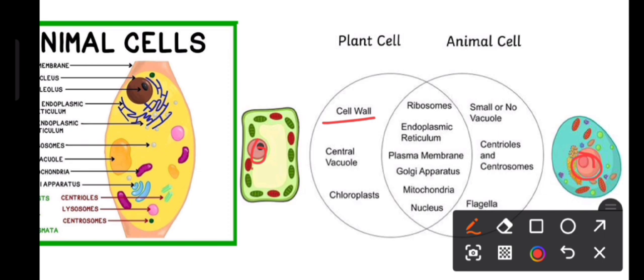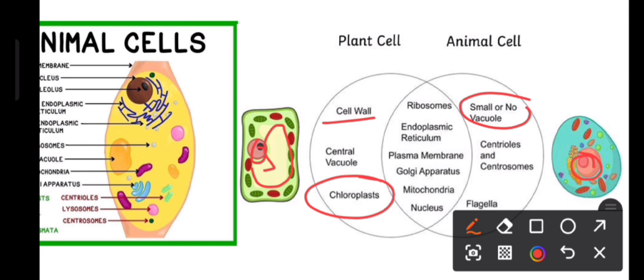Also see here, a big large vacuole can be seen in the plant cell, but in the animal cell vacuoles are absent. If one is present, it is temporary. And then, in the plant cell, chloroplast is present; in the animal cell it is absent. Vacuoles are small or absent.